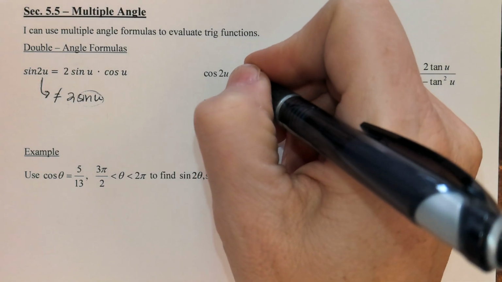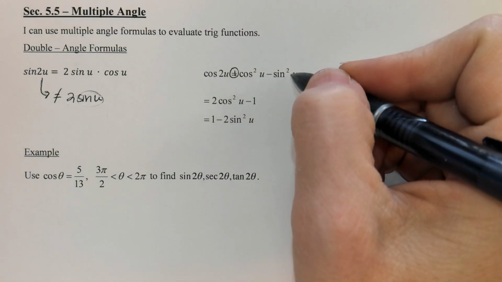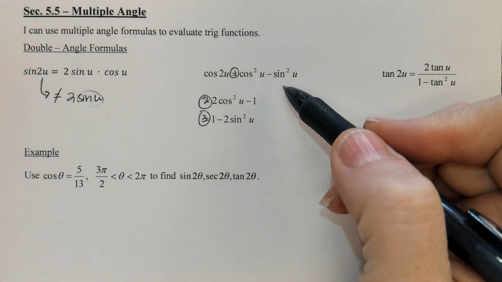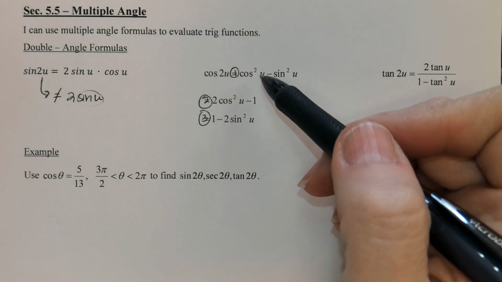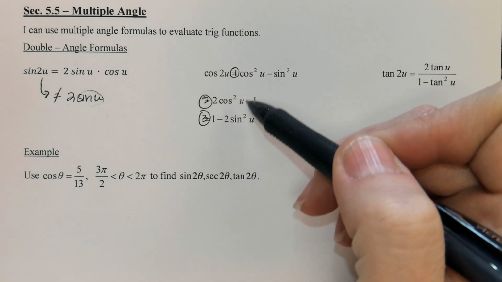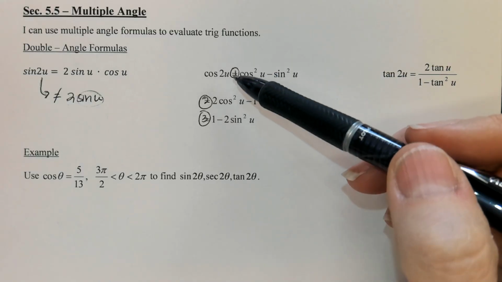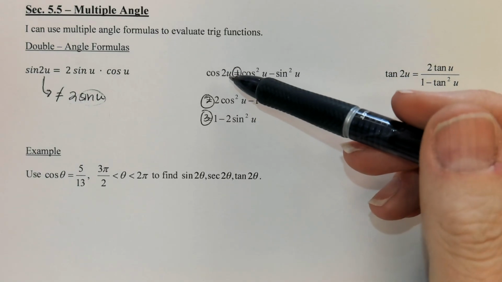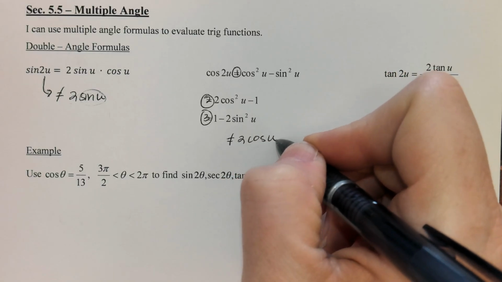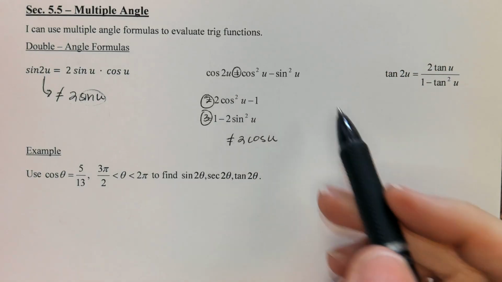Cosine, weirdly, has three versions. This is the first one, this is the second one, and this is the third one. You're not going to attempt to rearrange these to become each other. These are just the three versions of this formula that you could use, so whichever one comes in handy for you. Again, I am going to write that this is not the same as doing 2 cosine of u. You can't just double the value. We are doubling the angle.